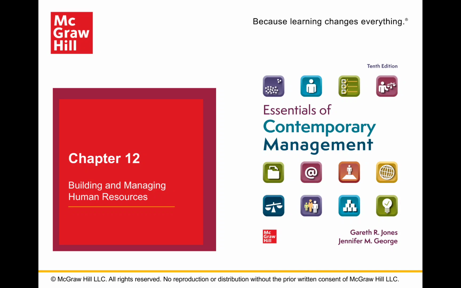Okay, so the next chapter is about building and managing human resources. In this chapter, I will explain how managers can tailor the human resource management system to their strategy and structure. So we focus on a few components of human resources, which are recruitment and selection, training and development, performance appraisal, pay and benefits, and labor relations. Only these components we will focus on.